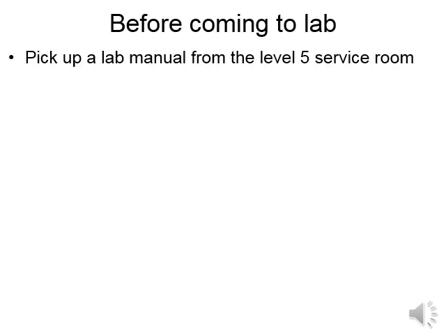The first thing you must do, as soon as you can, is to pick up a lab manual for your unit of study, CHEM2404, from the Level 5 service room. You will be advised in lectures and on this site when these are available to collect. Please read through this thoroughly as it contains all the information you need about these labs.